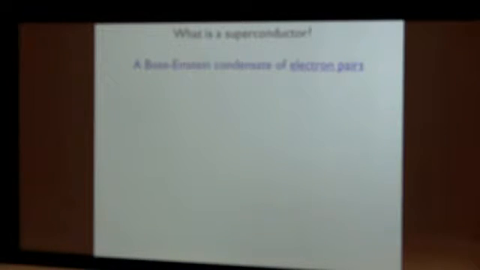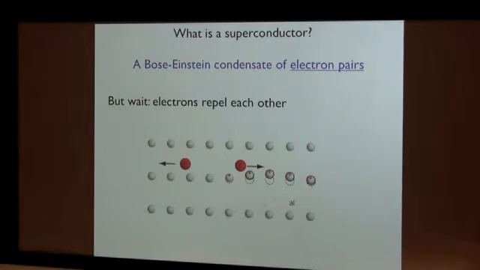Okay. But wait a minute. Electrons repel one another, right? So how do they make pairs? This is a puzzle that goes back 50 years. Physicists realized that if you find a way to make electrons pair up, then you can make that superconducting state using the ideas of Bose and Einstein, through the diagrams that I tried to explain to you. So it's really as straightforward as that, 50 years ago.